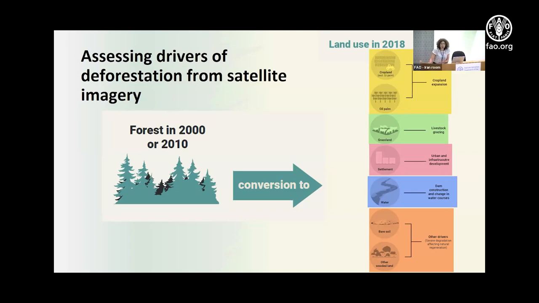A forest that was converted to livestock grassland was considered as impacted by livestock grazing. A forest converted to settlement was indicated as urban or infrastructure development. For the conversion of forest to water, the driver assessed is dam construction or change in water course. For all other conversions of forest to other land use, the driver was other, mainly severe degradation affecting natural resources. As a reminder, the conversion of forest to another land use is considered by FAO as deforestation.